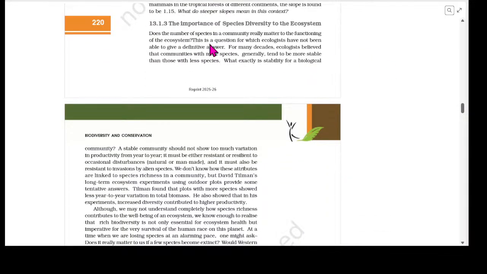Next paragraph: the importance of species diversity to the ecosystem. Does the number of species in a community really matter to the functioning of the ecosystem? This is the question for which ecologists have not been able to give a definitive answer. For many decades, ecologists believed that communities with more species generally tend to be more stable than those with fewer species. What exactly is stability?